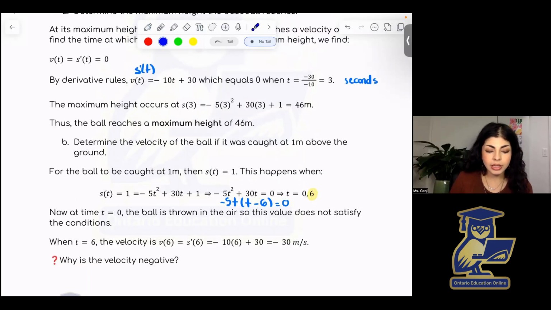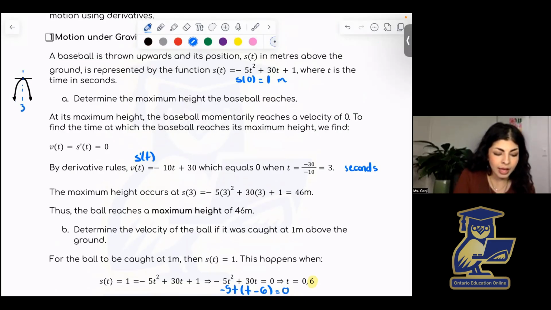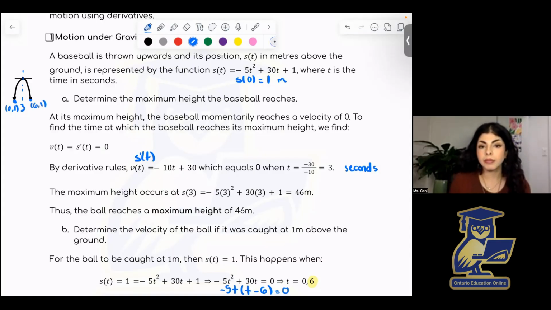Again, consider this motion where we are going up to the maximum height, and the maximum height was at time t equals 3. Let's say this is the point 0, 1, which is when the ball is thrown into the air. Then this point is 6, 1, and this is just the symmetry of our quadratic graph. As the ball is coming this way and we're catching it, it is moving downwards.